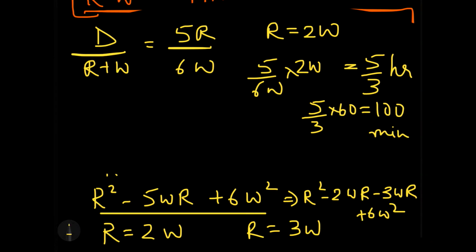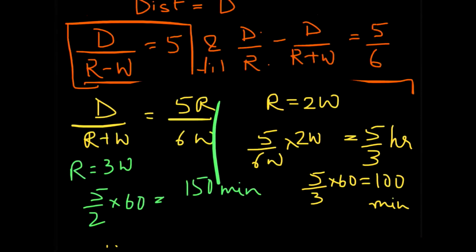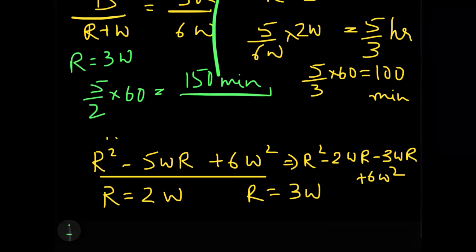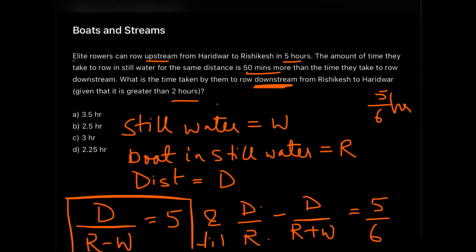And the next condition is, when I put the value of r as 3w, then the fraction which I get is 5 by 2 hours, which converted into minutes gives me 150 minutes. Now going back to the question, you would remember that it was saying that it should be more than 2 hours. 100 minutes is definitely not more than 2 hours. So the only correct answer with us is 150 minutes, which will be 2 hours and 30 minutes. Now 2 hours and 30 minutes is present in option B, that is 2.5 hours, and therefore we can finalize our answer as option B.